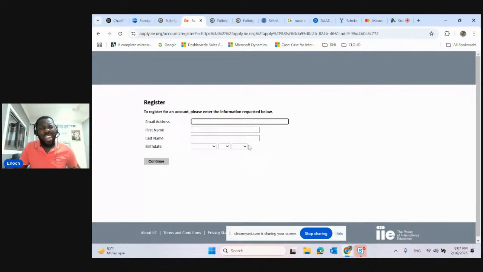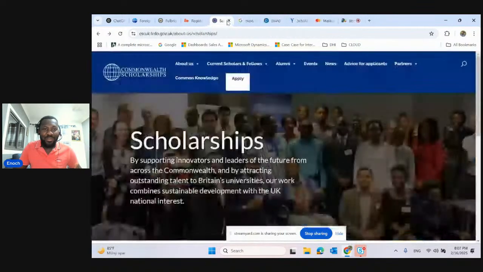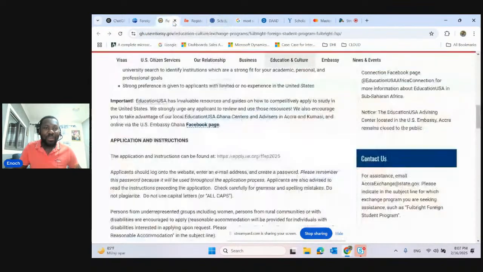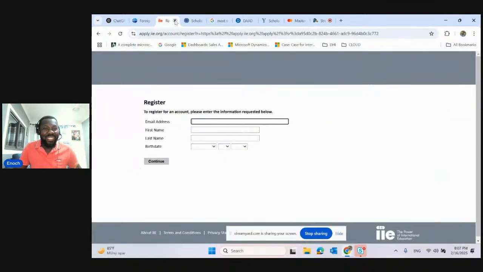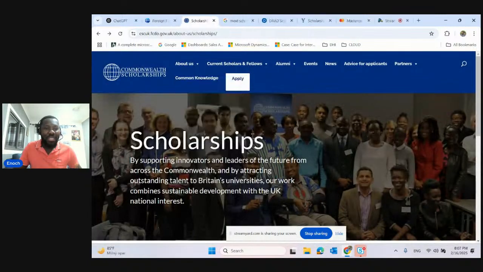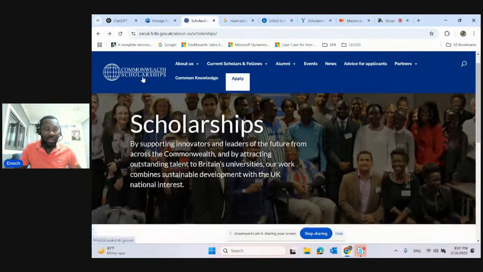For now, I don't want to go through the steps one by one, but if you start and you get lost somewhere and you need help, you can always reach out to me. I want to move on to the next scholarship so that we don't spend forever here on just one scholarship. All right. So let's look at the Commonwealth scholarships.